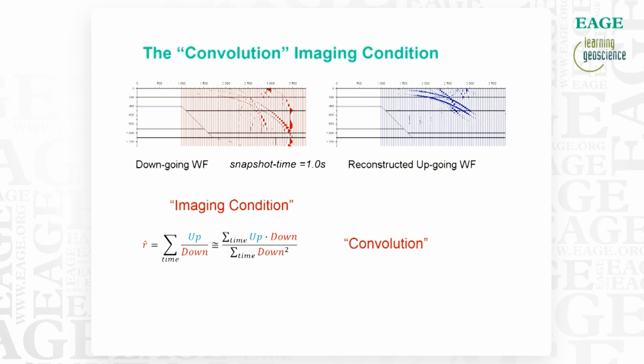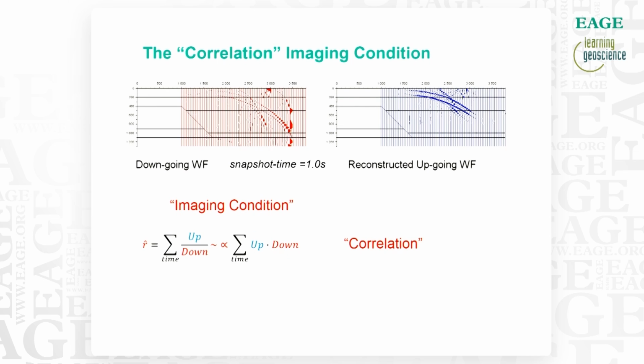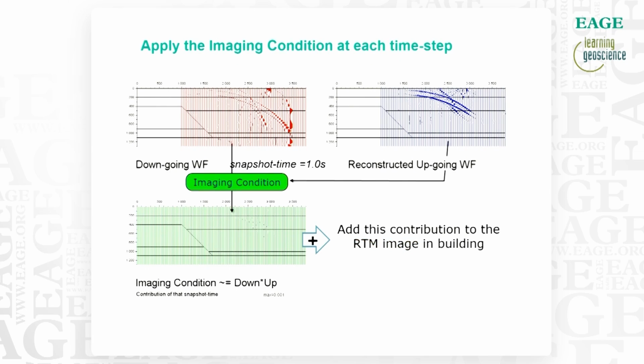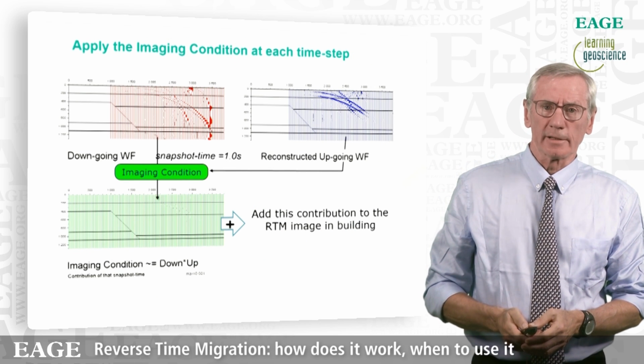The most classical one is a so-called convolution, where the up blue is multiplied by the down red and scaled at the end by the downgoing energy. The simplest one is the correlation imaging condition, which I used here, where the up blue is simply multiplied by the down red. So the RTM process goes like that.